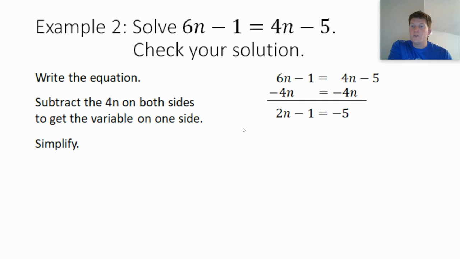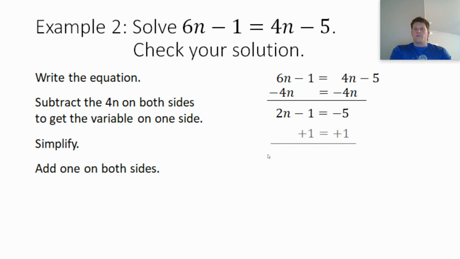From here, it's just like our two-step equations we were dealing with before. 2n minus 1 equals negative 5. Think of our order of operations. Start from the bottom, work our way up. So minus 1, we want to get rid of. Doing the opposite, add 1 on both sides. Careful here with the negative 5 plus 1. That actually becomes negative 4.